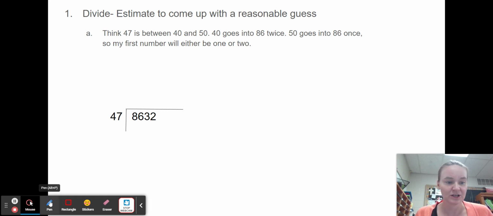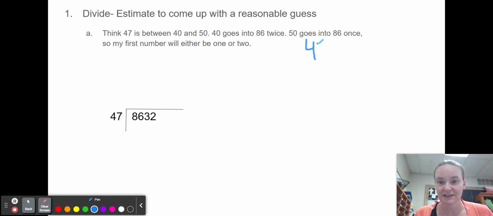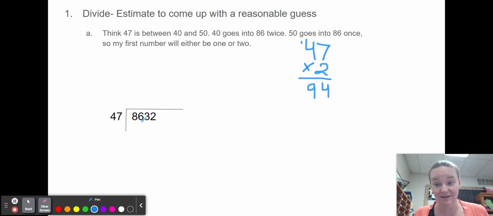Let's try 2. So if we say 47 times 2, off to the side on a piece of scratch paper, we're going to write 47 times 2 and multiply it out. 2 times 7 is 14, write the 4, carry the 1. 2 times 4 is 8, plus 1 is 9. 94. Oh snap, that's too big because I'm dividing into 86. So if 2 is too big, I know the answer has to be 1. I'm going to put the 1 right above the 6 because I'm dividing into 86, not 8. And everybody knows that 1 times 47 is 47.